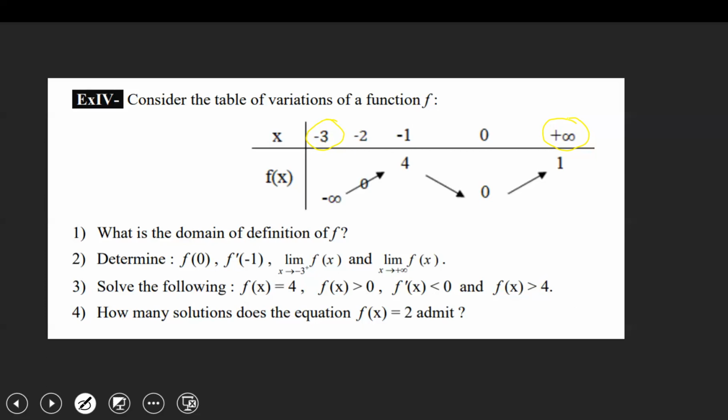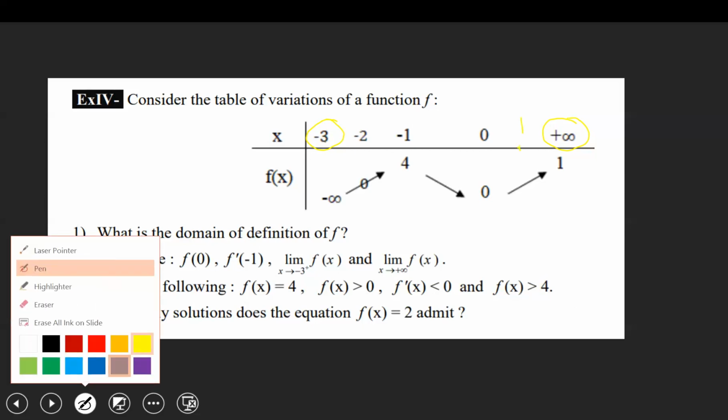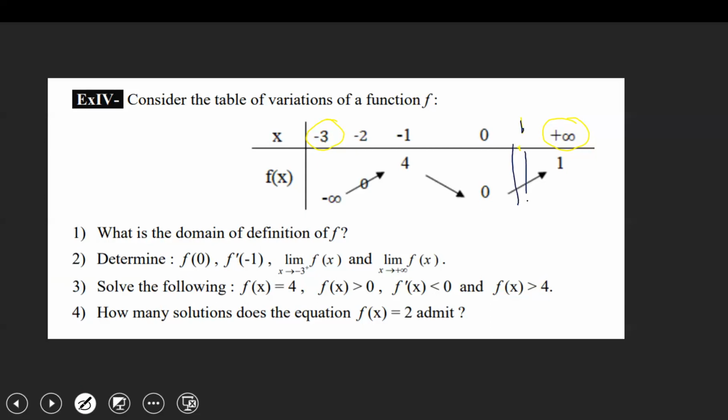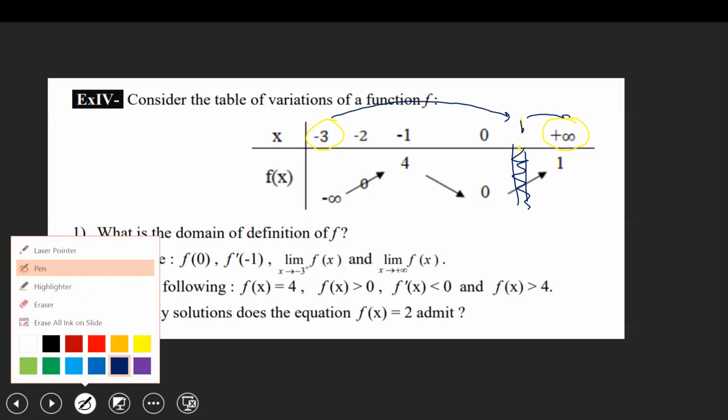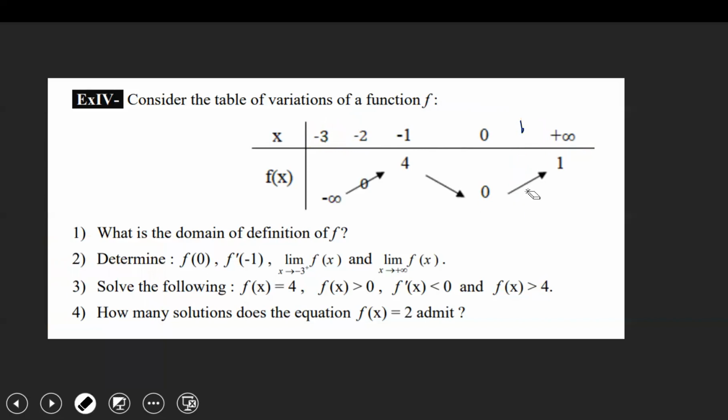What does excluded value mean? It means that somewhere it might give you a value, let's say here it puts 1. Let me change the color. Okay, it might put 1 here and make a restriction. So in this case the domain will be divided into two parts, -3 to 1, union 1 to plus infinity. But in our case here, in our study, there is no restriction.